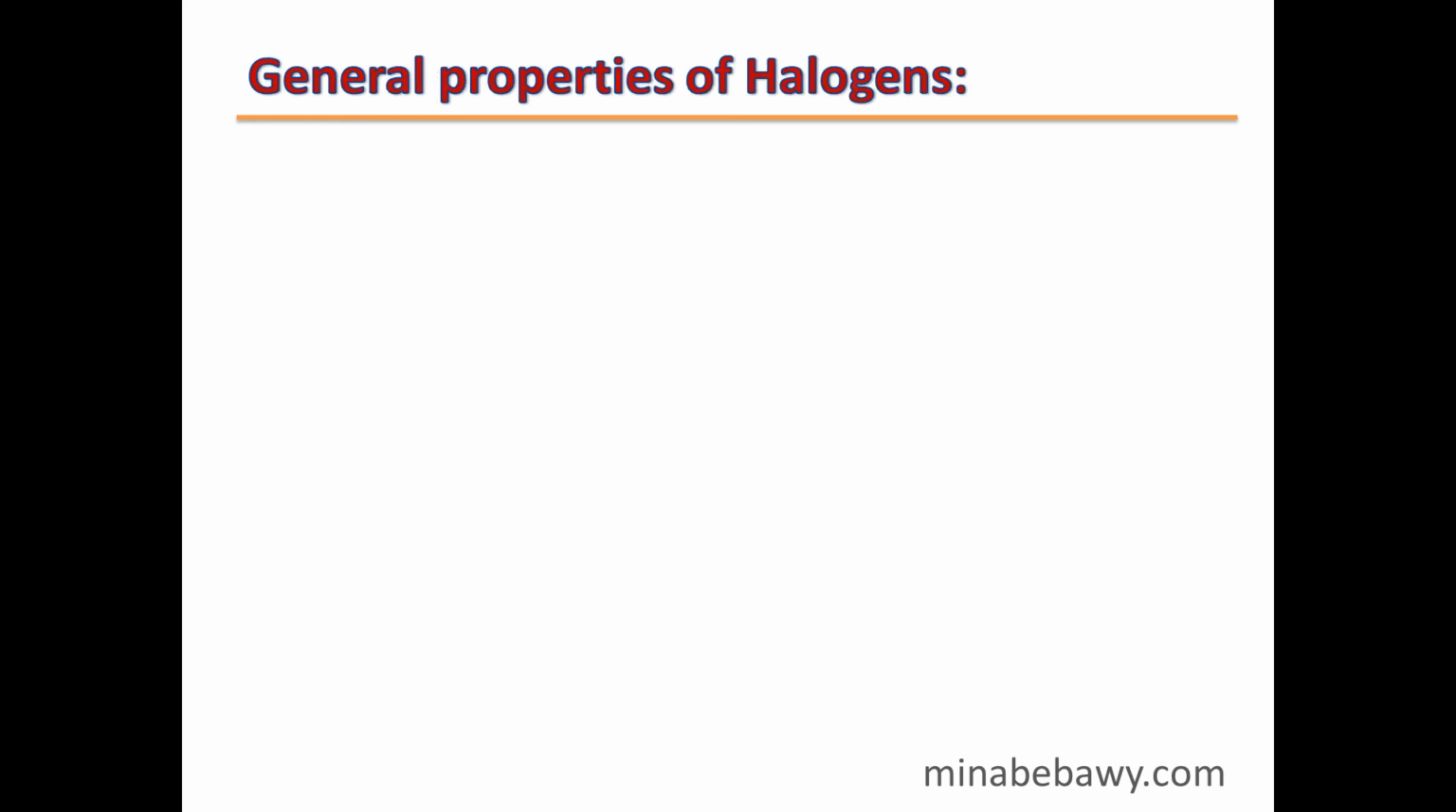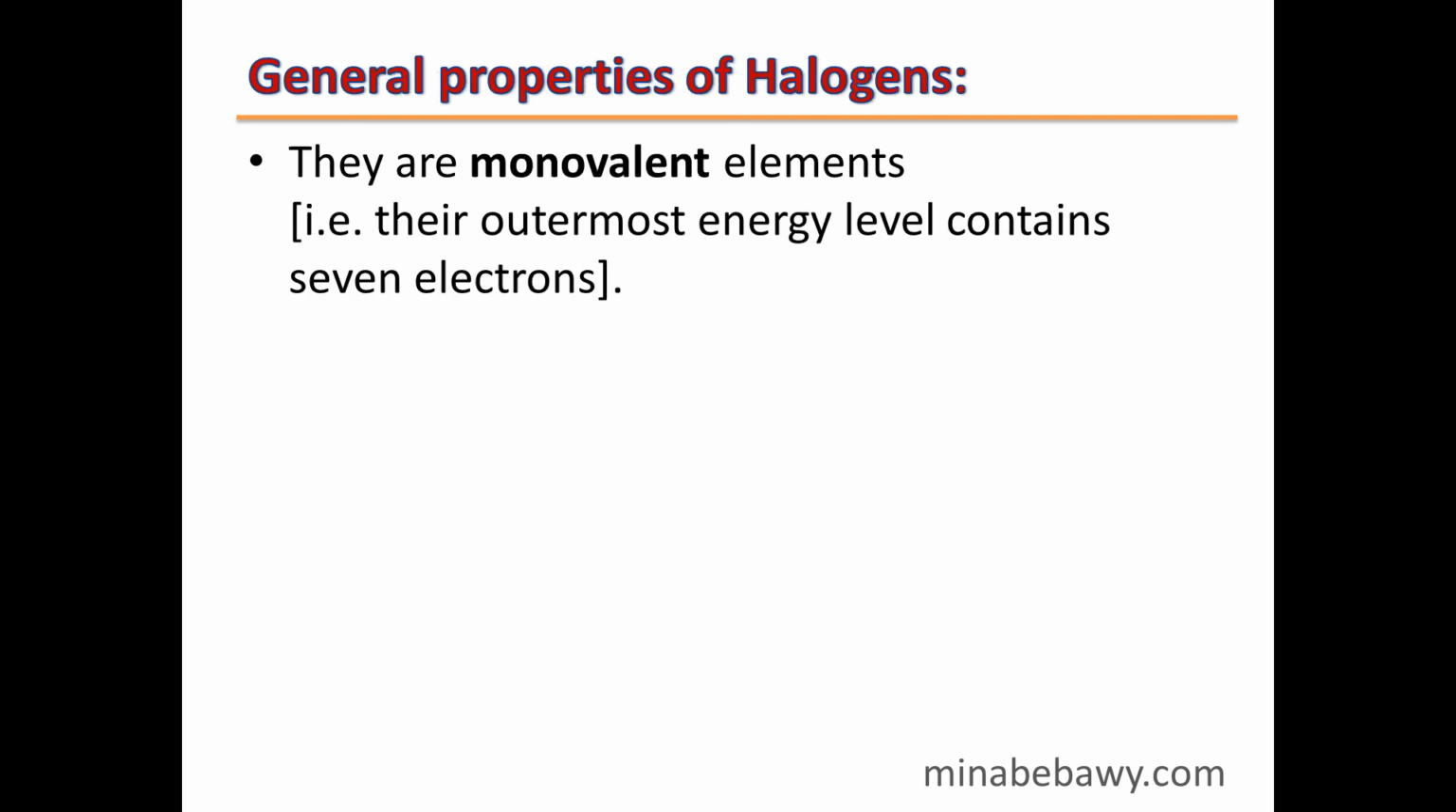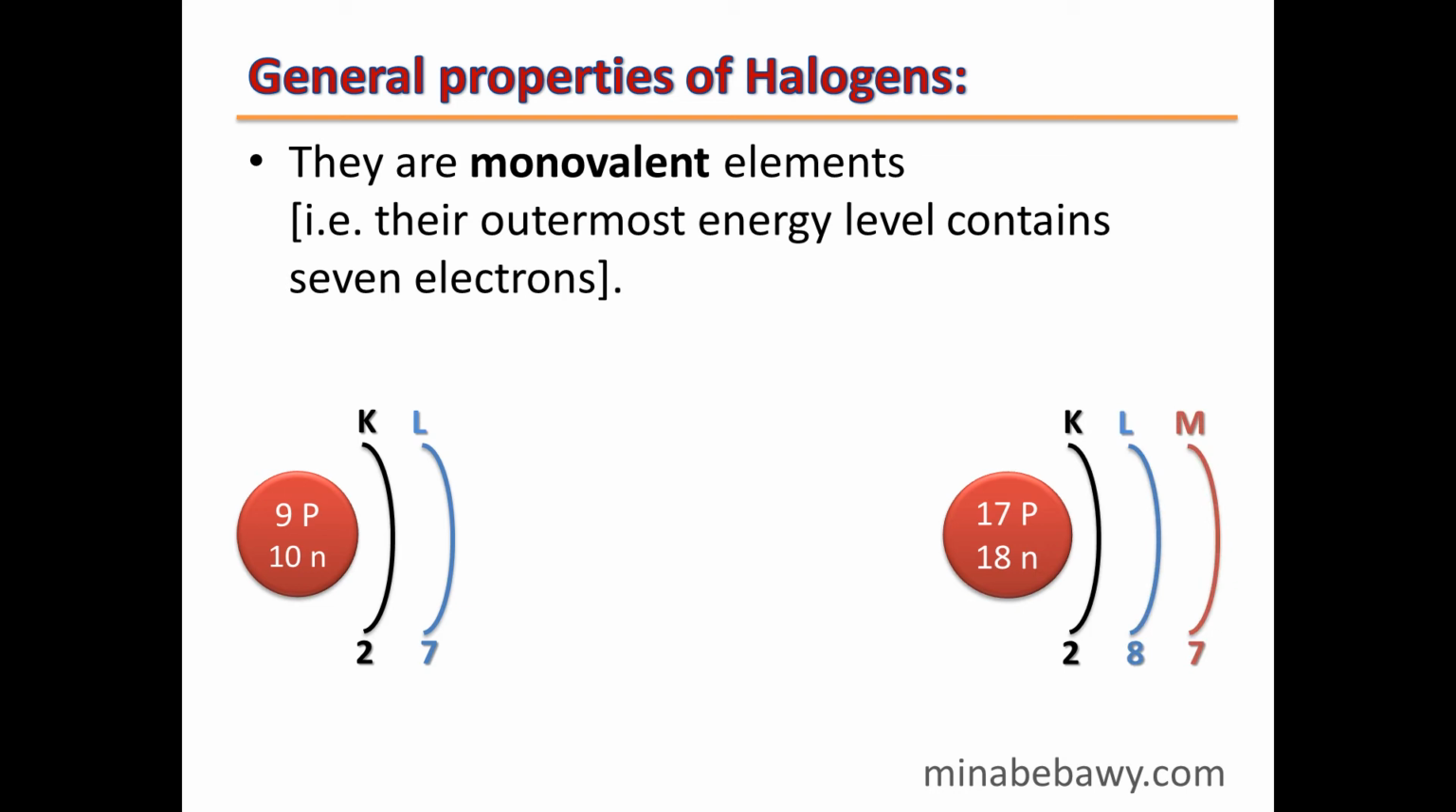General properties of halogens. They are monovalent elements. In other words, their outermost energy level contains 7 electrons. This is fluorine. Its outermost energy level L contains 7, and during a chemical reaction it will gain 1 electron, so it is monovalent. This is chlorine. Its outermost energy level M contains 7, so it is a monovalent element.